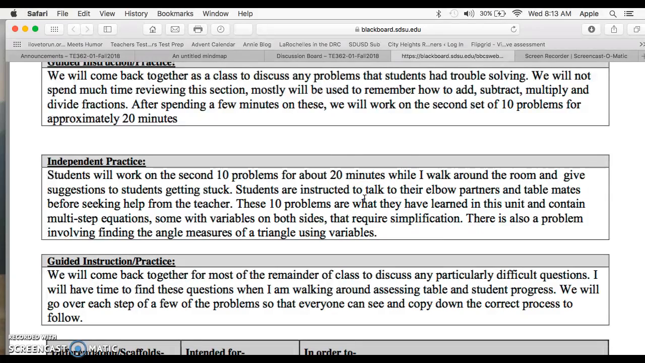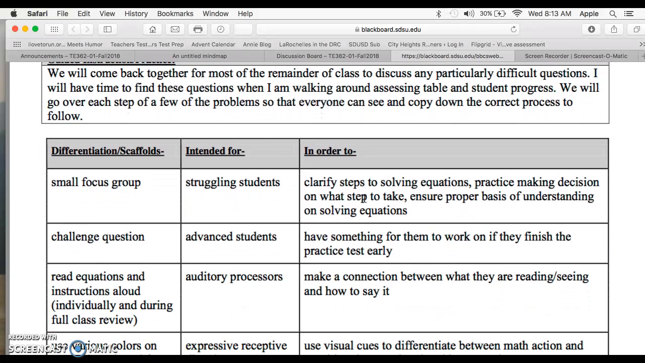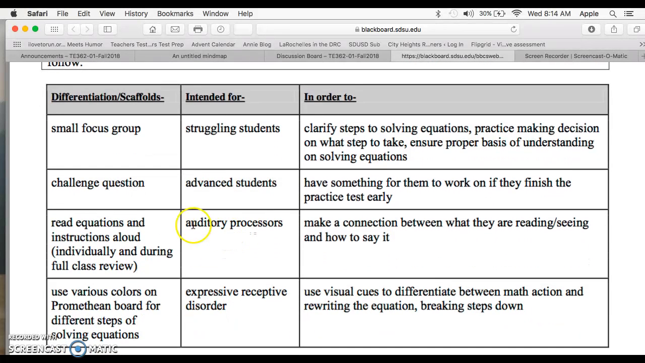The scaffolds and differentiation that they do is that this lesson plan includes a group mostly of IEP students or struggling students, and they are with a para-educator that drives the group by itself, and they are working through the problems little by little. And then again, like I was telling you earlier, there's a challenge question for advanced students. In this lesson, it also addresses the auditory processors. This teacher reads the equation and instructions.